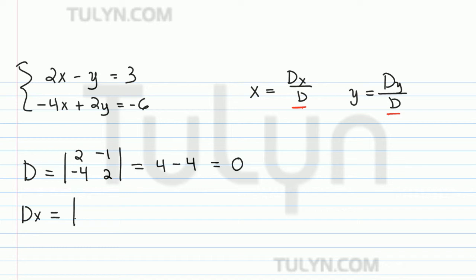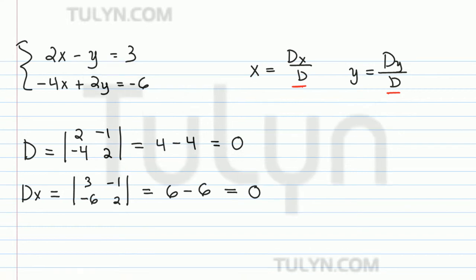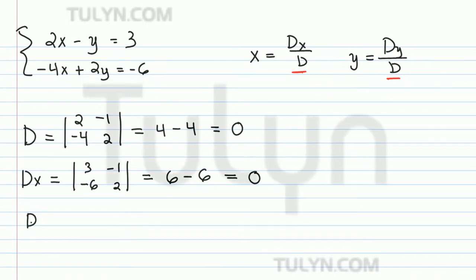So now Dx, we replace the coefficients in x with the constants. So we get 3 and minus 6, and then we write down the y coefficients as our second column. So now, multiplying these together, 3 times 2 is 6, minus negative 6 times negative 1 is positive 6, so we get 6 minus 6, which is equal to 0.